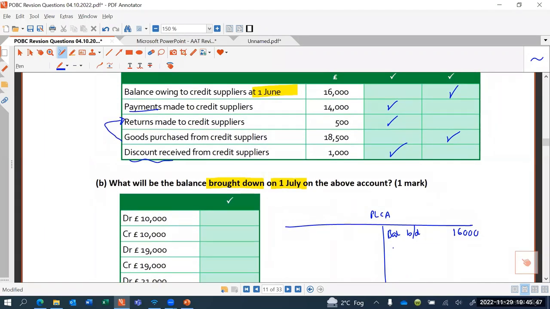I made some purchases, so I've got another credit of 18,500. So all of that increases what's owing. But then I made some payments of 14. I returned some goods that I didn't want to pay for of 500. And they gave me a discount, so I owed a little bit less of 1,000.